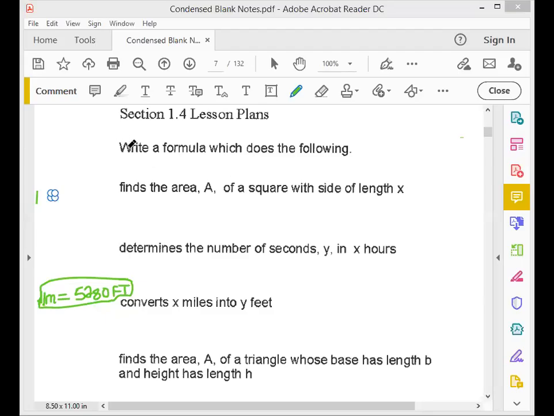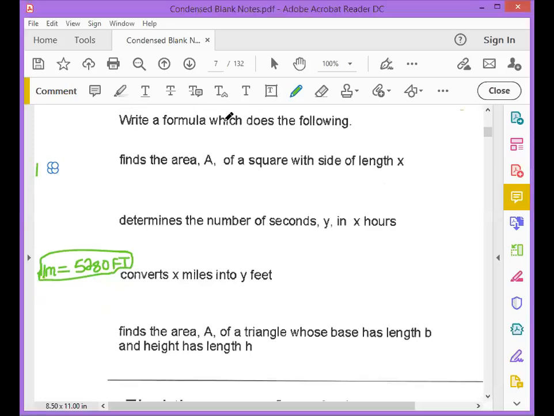All right, guys, these are the notes for section 1.4. The first problem asks you to write a formula which does each of the following. The first one finds the area A of a square with a side of length x.